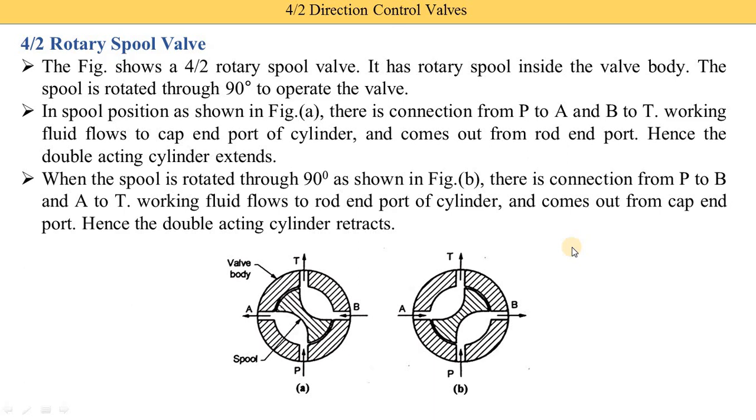So pressurized oil is supplied to the rod end side of the cylinder, and the piston starts to retract. When the piston retracts, oil present on the cap end side comes into this A port, and this oil is further supplied to the T port, and from the T port it is supplied to the tank or reservoir, and this is called the double acting cylinder retracting.